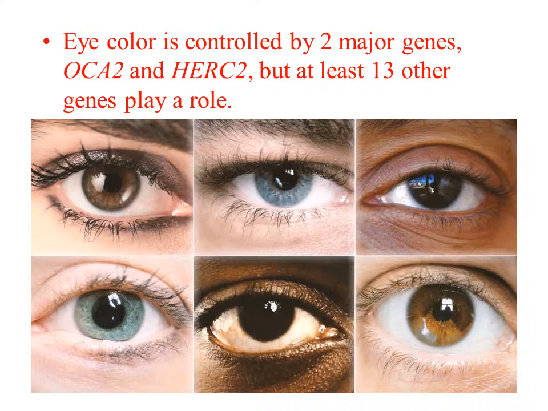Another phenotype that is controlled by multiple genes is eye color. Again, in simple Mendelian genetics, it's one gene, one phenotype. But as you can see, as we move up to talk about humans, it becomes more complicated because one gene doesn't affect one phenotype. It's typically multiple. Eye color is controlled by 2 genes, but at least 13 other genes also play a role.